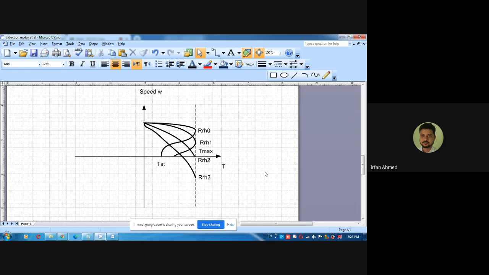But if you do not have capacitors, there are three things required for generation. What are those three things? Speed, flux, Faraday's law of electromagnetic induction. There are three things required for generation. What are those three things?